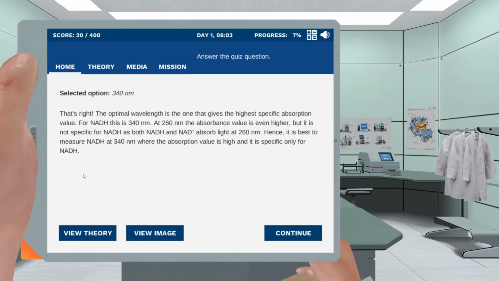That's right. The optimal wavelength is the one that gives the highest specific absorption value. For NADH this is 340 nanometers. At 260 nanometers the absorbance value is even higher, but it is not specific for NADH as both NADH and NAD+ absorb light at 260 nanometers. Hence, it is best to measure NADH at 340 nanometers where the absorption value is high and it is specific only for NADH.